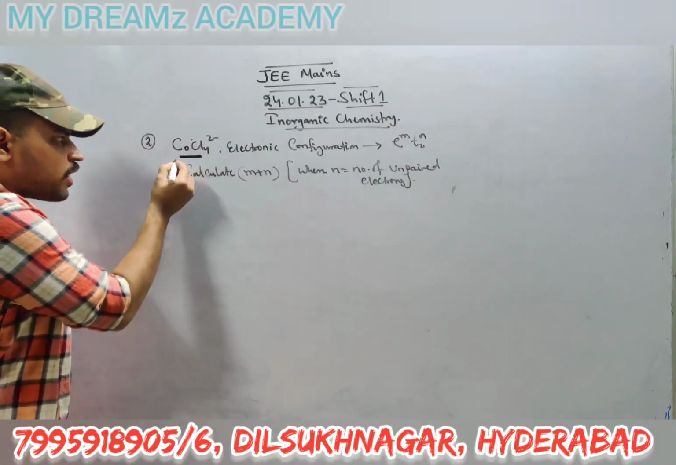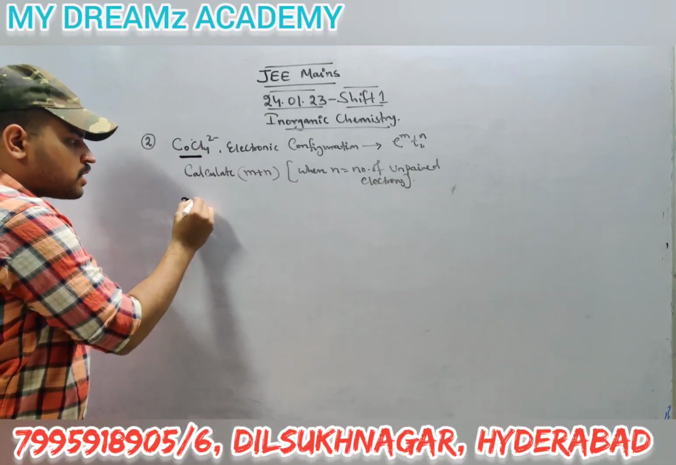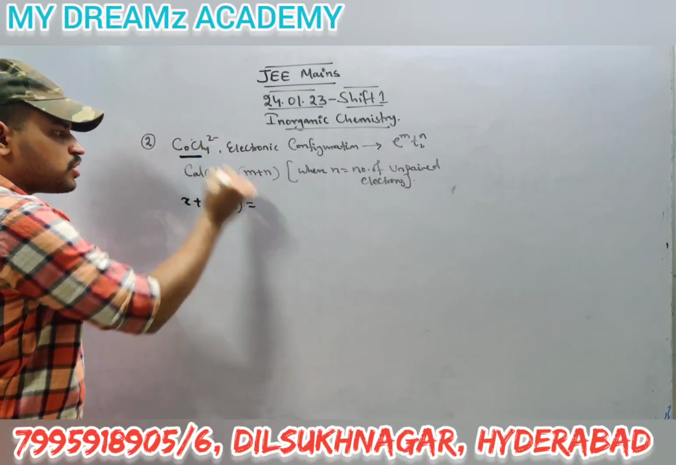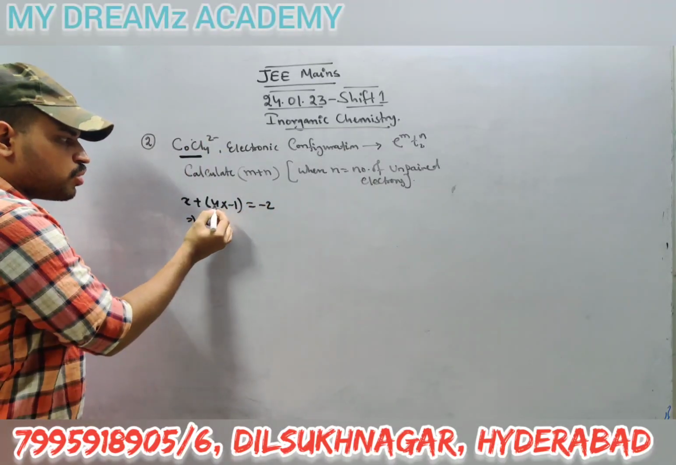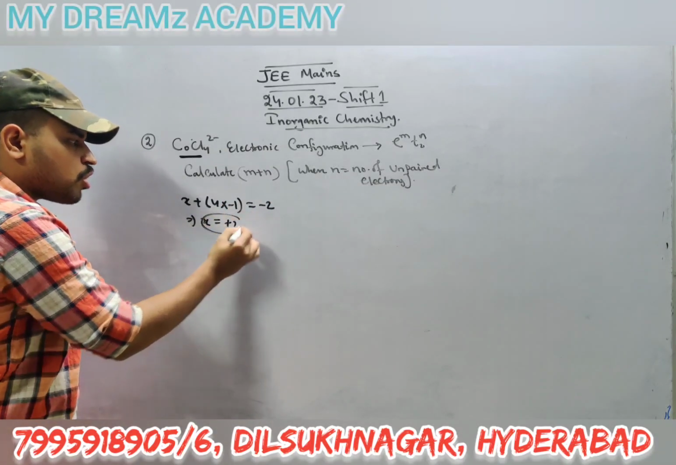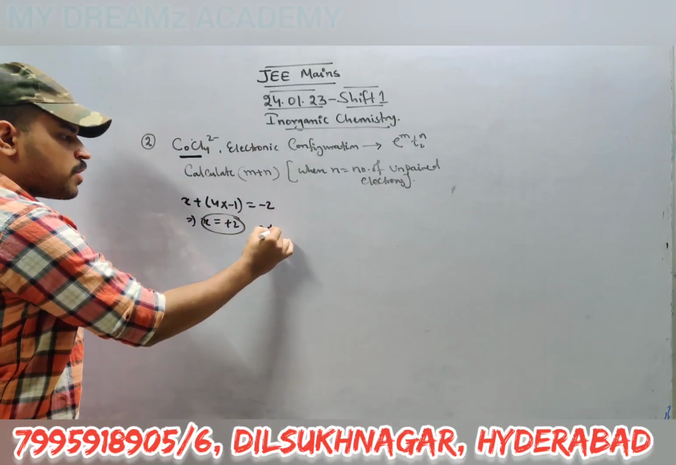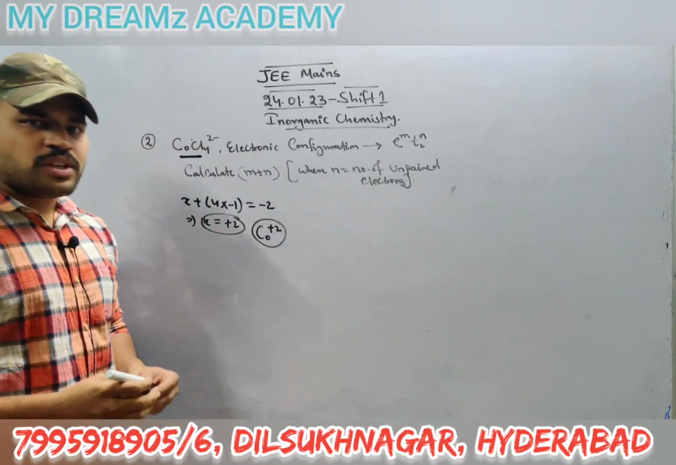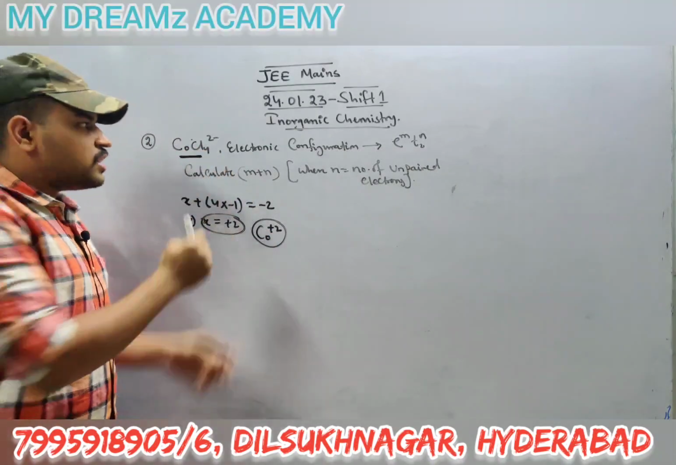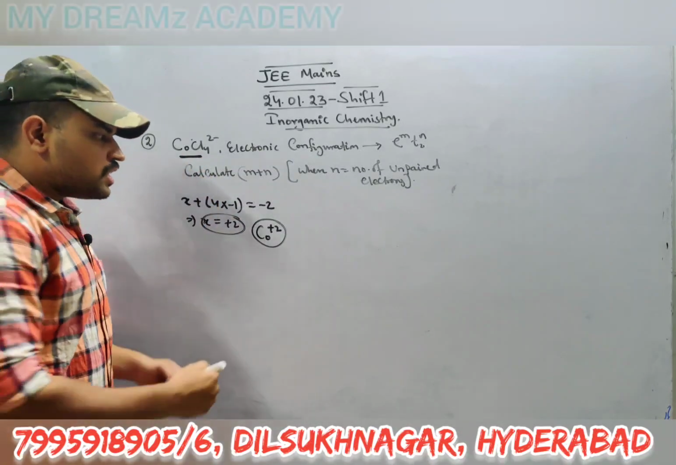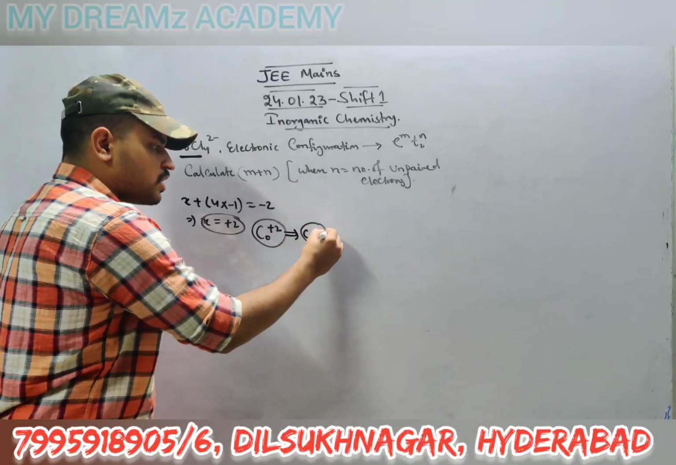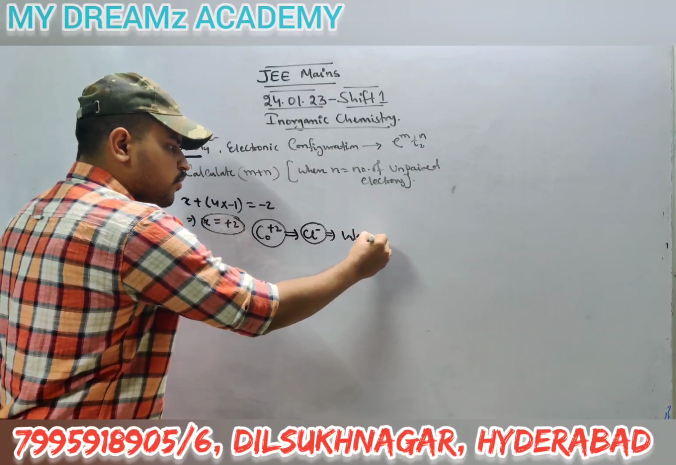How will you find out the oxidation state? X plus 4 into -1 for each chlorine is equal to the charge given, -2. So X is equal to minus 4 goes to that side, plus 4 minus 2, it will be plus 2. So the oxidation state of cobalt here is plus 2. When the oxidation state of this d-block element is plus 2 and it is attached with the ligand chlorine, then we know that this chlorine, Cl minus, is called a weak field ligand.